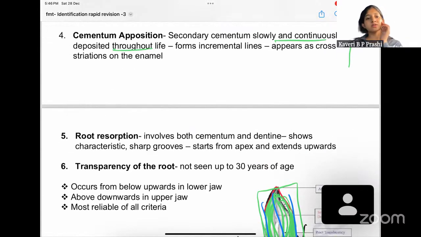Then we have root resorption. It involves both cementum and the dentine, and shows characteristic sharp grooves, which start from the apex and extend upwards. So these are going to be seen.